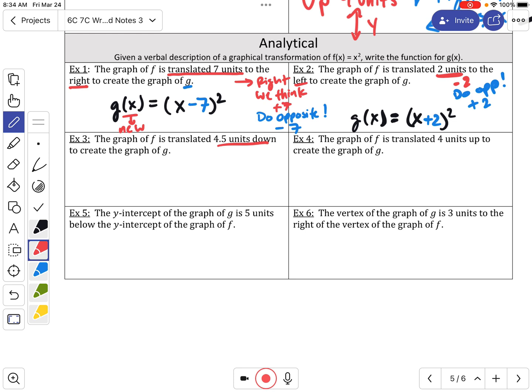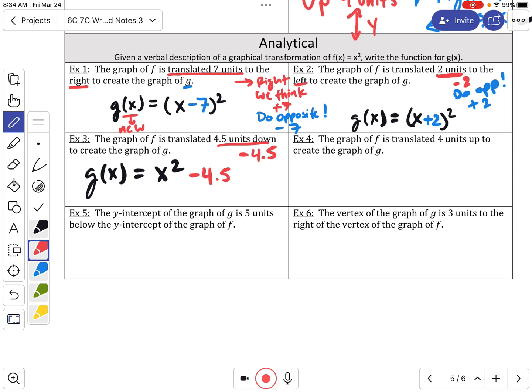All right. That one's probably the trickiest part in this section, but luckily for us, up and down is very intuitive. So looking at number 3, the graph of f is translated 4.5 units down to create the new graph. So this is exactly what you would think it is. If we are thinking down, we are going down 4.5. So minus. Now, because we're moving up and down, the minus 4.5 is not going to be inside the parentheses. This is going to be outside the parentheses. So it will look like that.